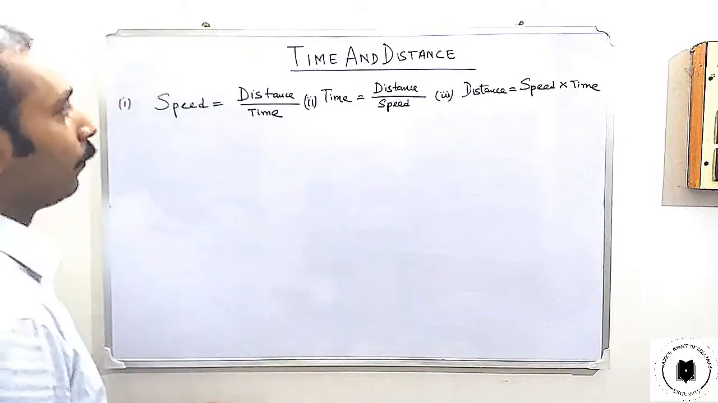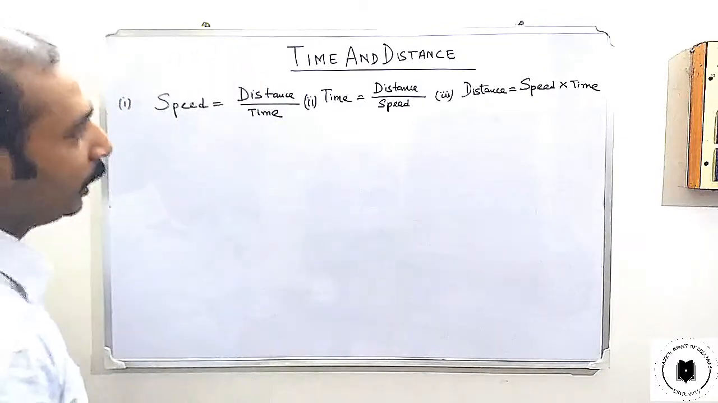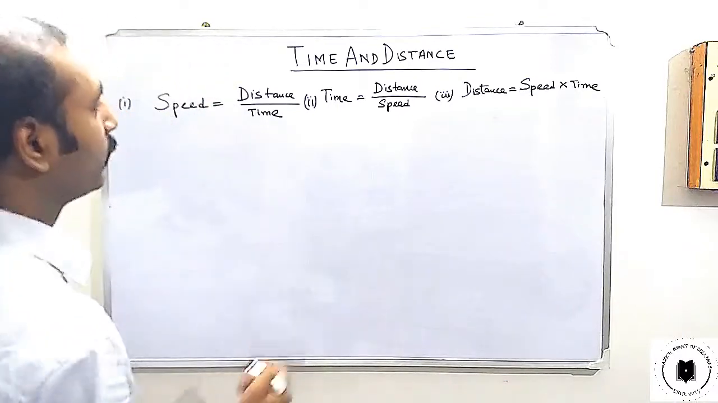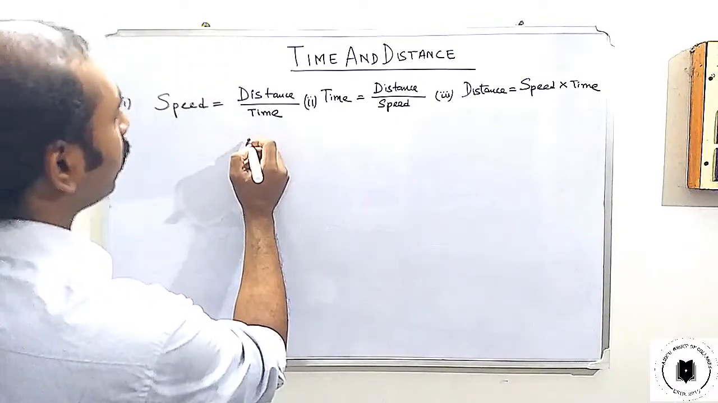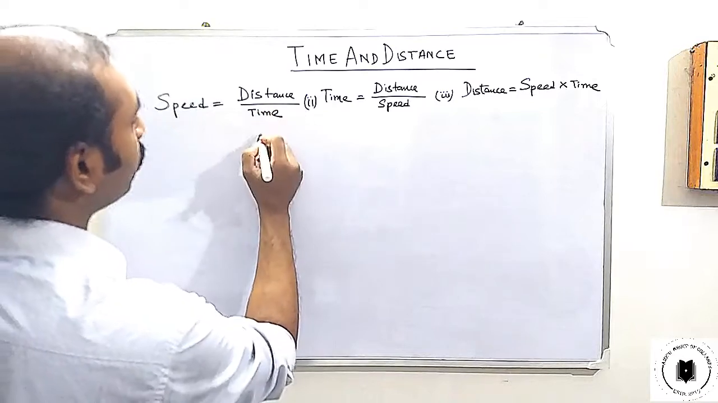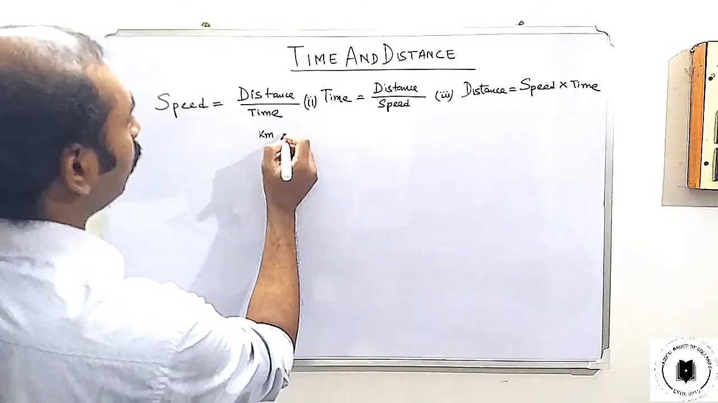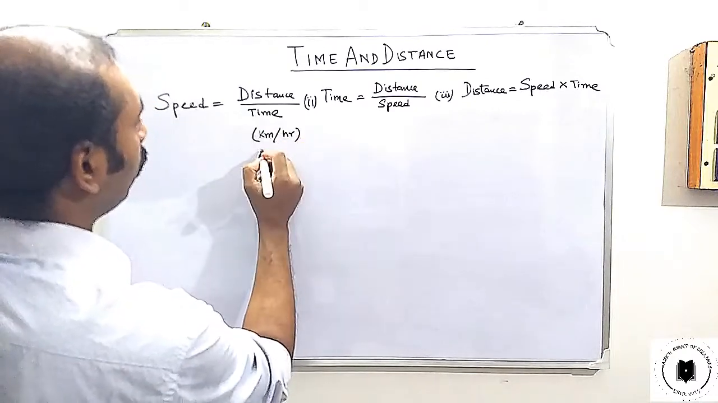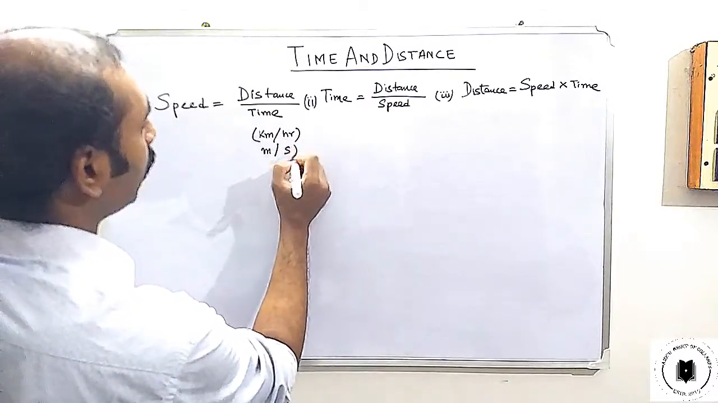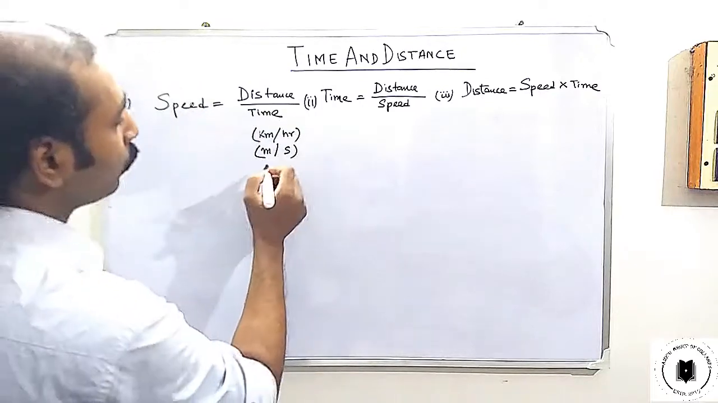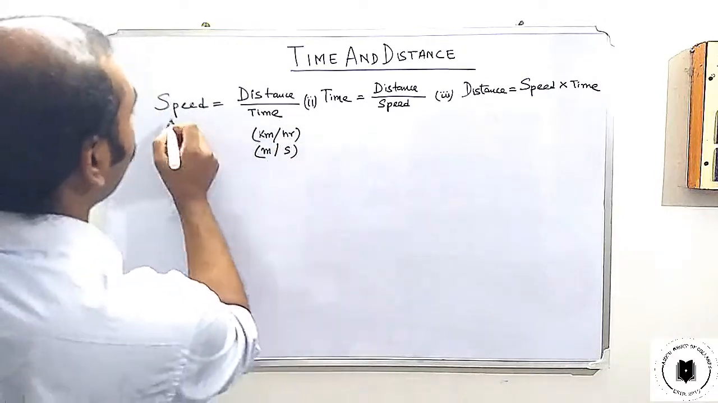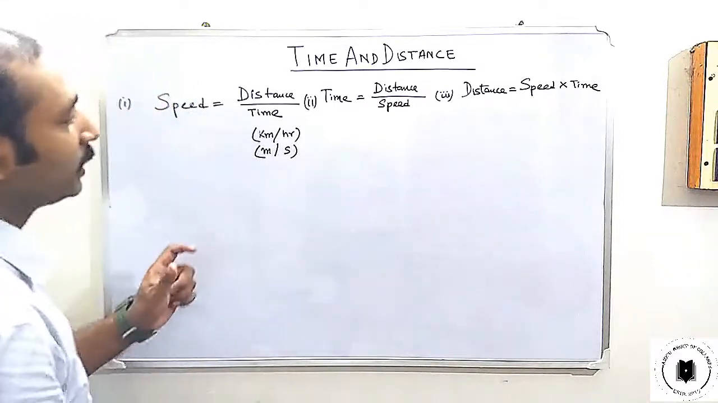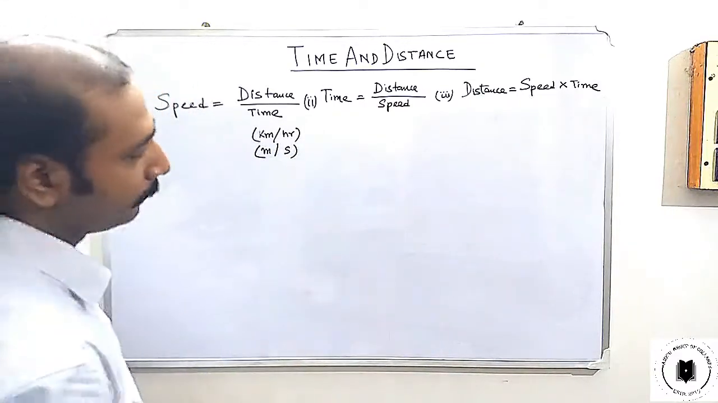Now, from these formulas, what can we say about the units? Distance could be expressed in kilometers by hour or meter by second. These two could be our units for speed. Then speed will be expressed in terms of kilometer per hour.